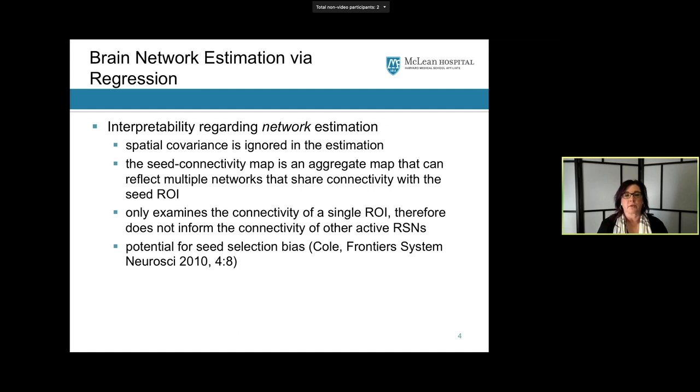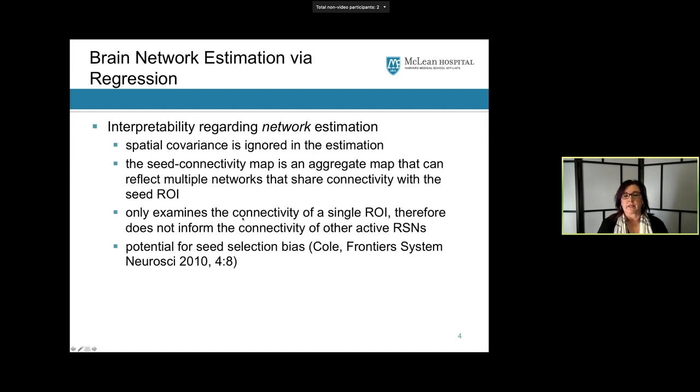Some issues to consider regarding interpretability are that the spatial covariance between voxels is ignored in this estimation. The seed connectivity map is an aggregate connectivity map that can reflect multiple networks that share connectivity with the seed ROI, and it's not possible to disentangle those connectivity maps into the individual networks connected with each seed.